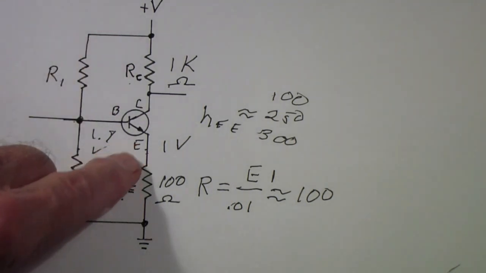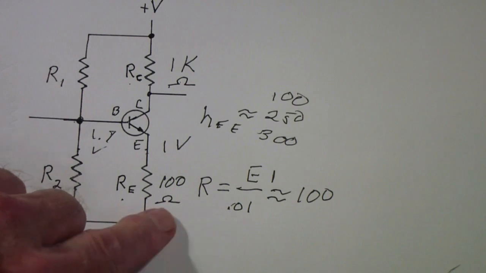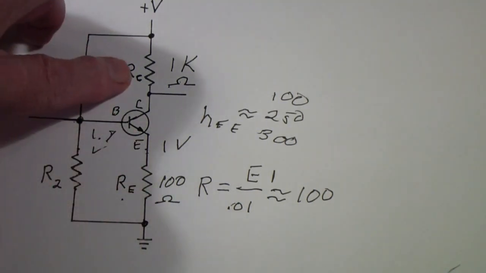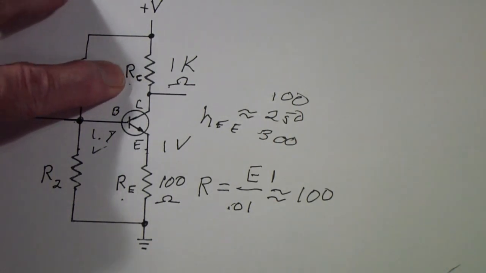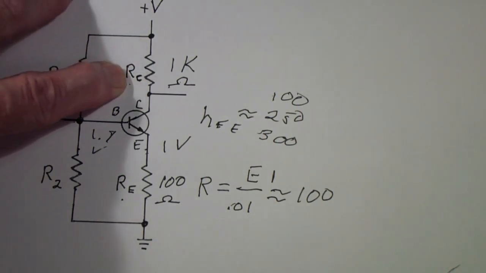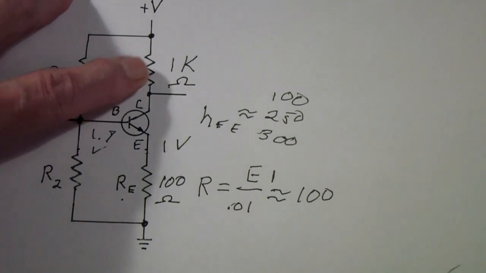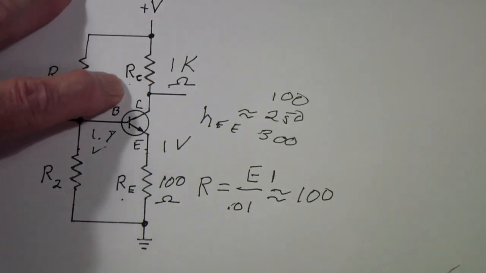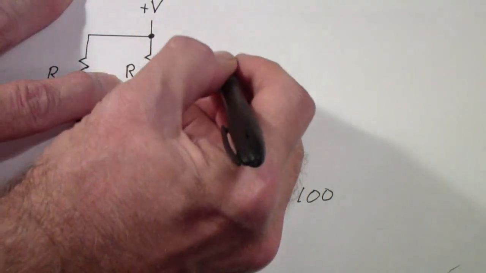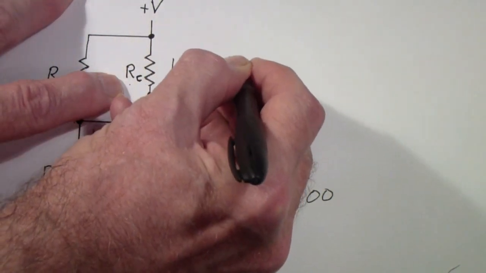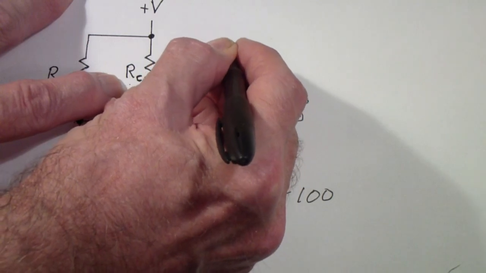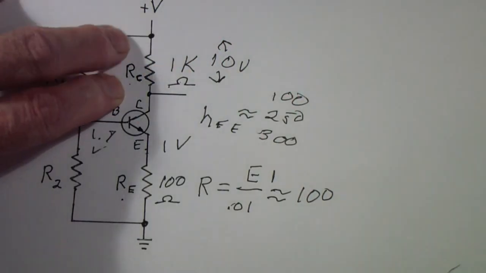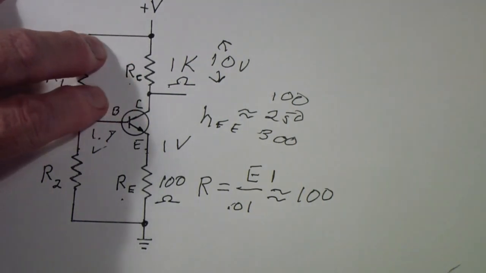Well, we already know what the emitter current is. It's 10 milliamps. That means there's also 10 milliamps flowing through this resistor, the collector resistor. Well, 10 milliamps through 1,000 ohms is going to produce a 10 volt drop. So we're going to write that here, 10 volts, and we're going to do it like this with little arrows to show that that's across that resistor.